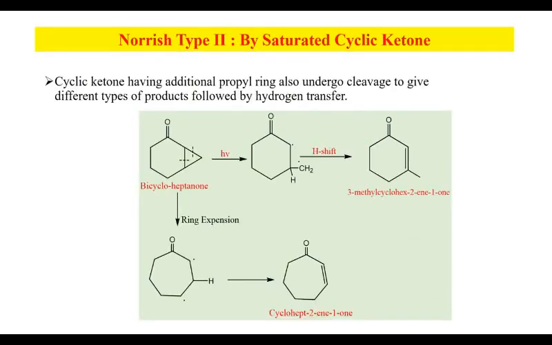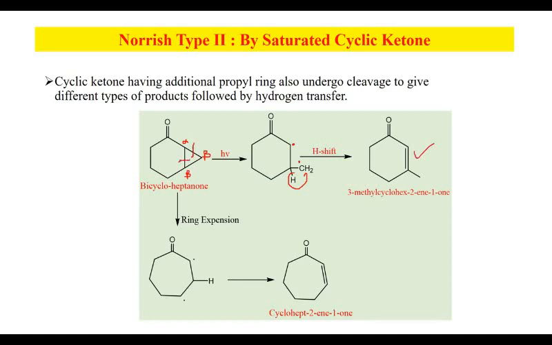Here again there are two possibilities, as it is alpha, this carbon is beta and this carbon is also beta carbon. So first we talk about this. If this bond is broken between alpha and beta, then a 1,3 biradical is formed here. In the next step, this hydrogen is shifted to this methylene and a double bond is formed here to form this product.